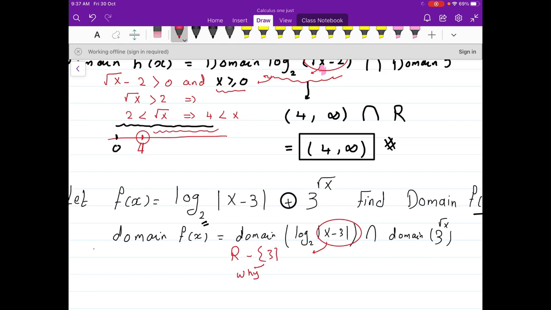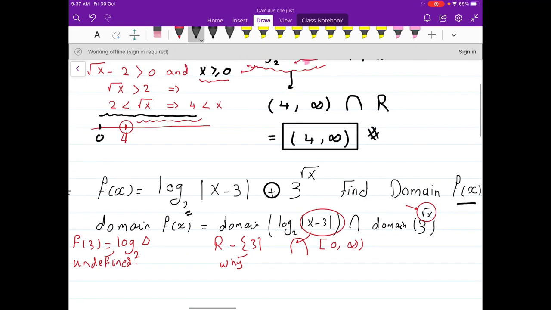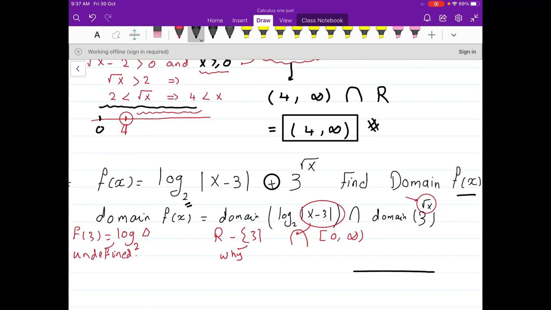Why? Since if you take f of 3, you get log base 2 of 0 and this value is undefined, since 0 is not included in the domain. Intersection: the domain of 3 to the power square root of x is the domain of the exponent. To find the domain of b to the power g of x, find the domain of the exponent. What is the domain of the square root of x? From 0 to infinity.